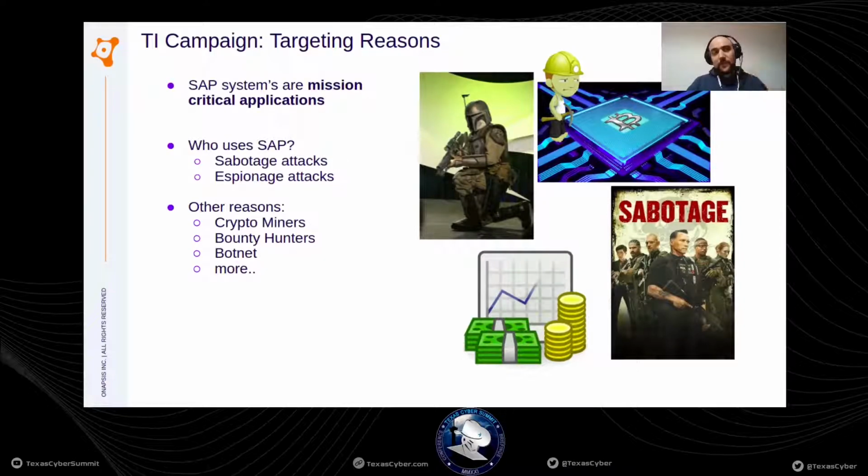As we mentioned before, SAP systems are mission critical systems, which means that they manage or handle financial records, transactions, customer records, so very important information from the biggest companies around the world. So sabotage attacks and espionage attacks are everyday threats for these kinds of systems. But besides these targeted attacks from expert attackers, we found some other interesting reasons. For example, crypto miners, bounty hunters or botnets, which are more automated and massive attacks that could lead to a security breach in our SAP systems.